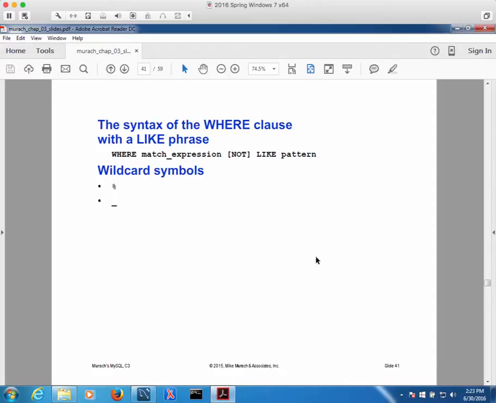There is a thing called a LIKE phrase. Especially when we're trying to look for characters, we can use wildcard symbols like the percent sign, or we can use underscores, which become a kind of wildcard just for that position.